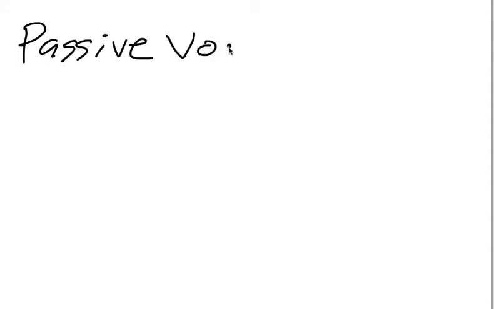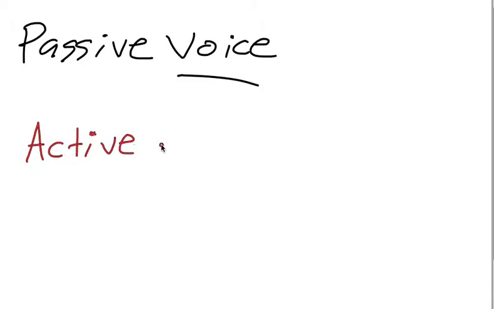Today we are talking about passive voice and also about how to conjugate a verb in the passive voice. But first we need to talk about what a voice is. In Latin and in English there are two voices. There is the active voice and the passive voice. So first let's demonstrate what active voice means.